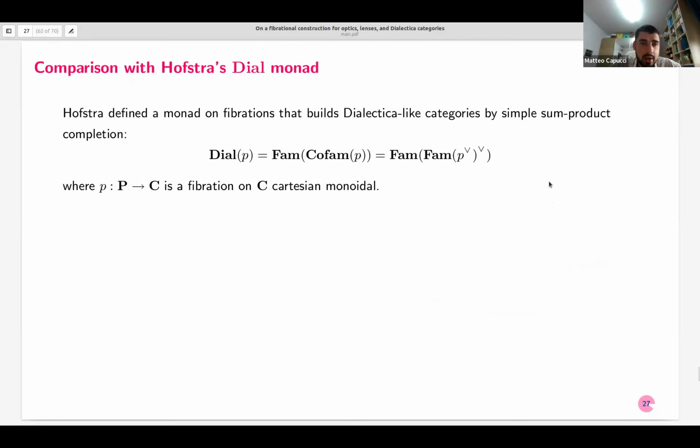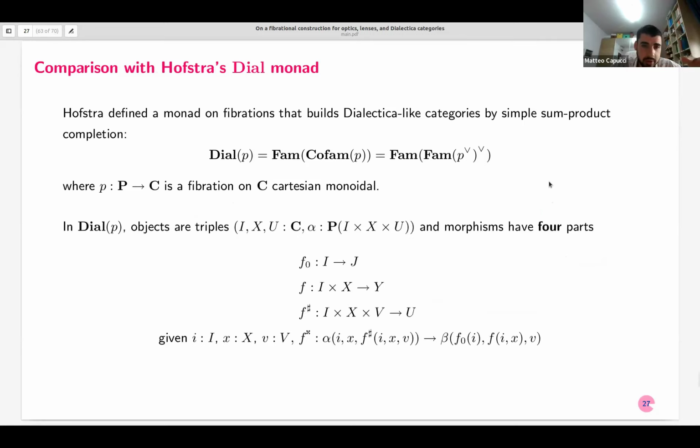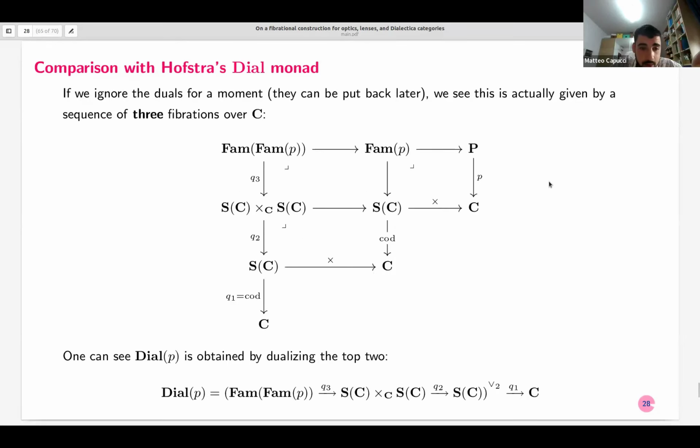So we have, well, Peter Hofstra did some work on the dialectica construction in fibrations, and you can relate our construction to his. As I'm out of time, I'm not going to do that.